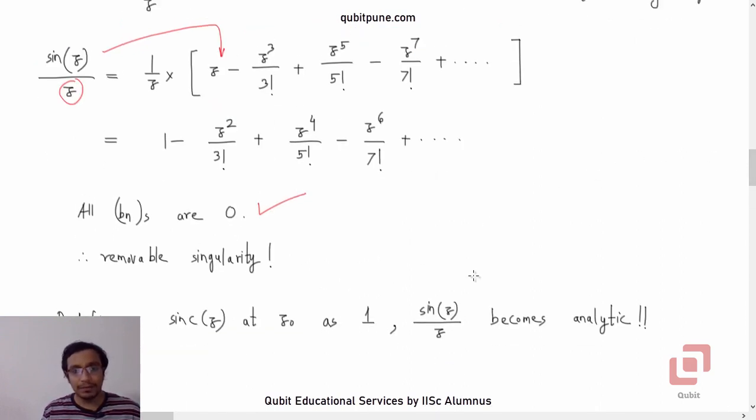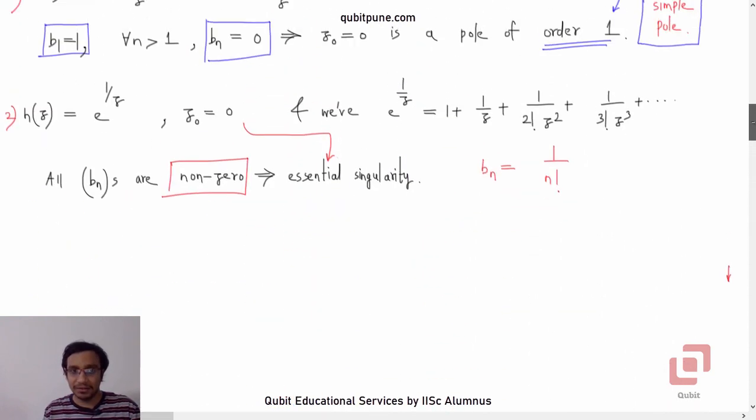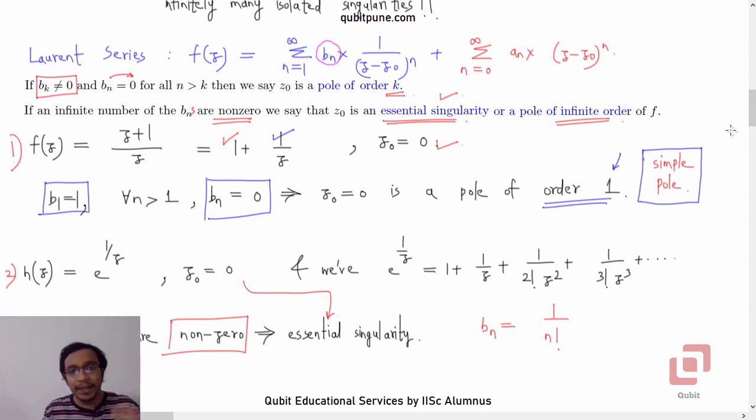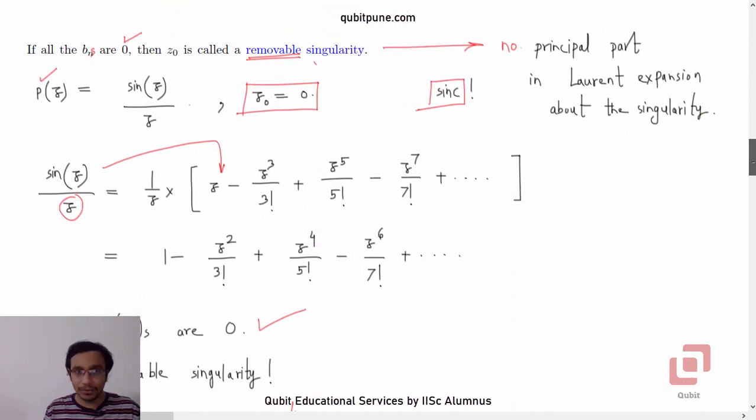And how can we remove it? We can remove it by redefining sinc z as 1 at z0, and then it becomes analytic. So we have now seen two situations. If all bn's are non-zero, we call it essential, and if all bn's are zeros, we call it removable singularity.